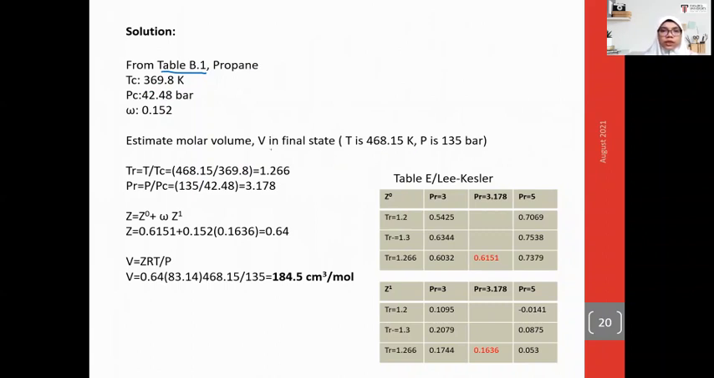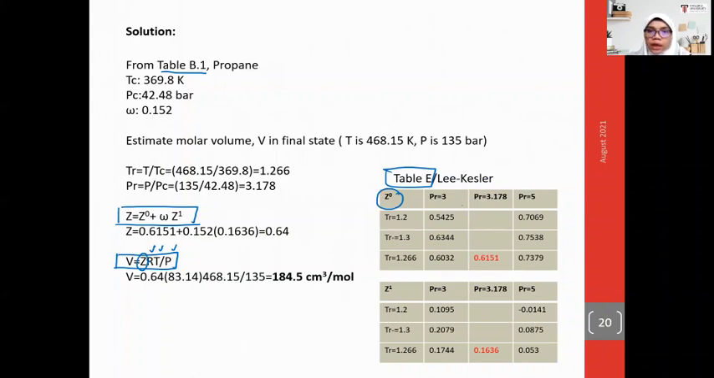And then estimate the molar volume in the final state. We can find it using V equals ZRT over P. RT we can obtain, T is also given, P is also given. So you need to determine the Z. Okay, for the final state, this is the higher pressure, so you may use the generalized correlation. You can use this correlation. Z naught and Z1 can be obtained from the Lee-Kesler table, or table E, the Lee-Kesler reference table. So this is the information that you need to extract, or you need to calculate this PR first and also the TR in order to determine the Z.